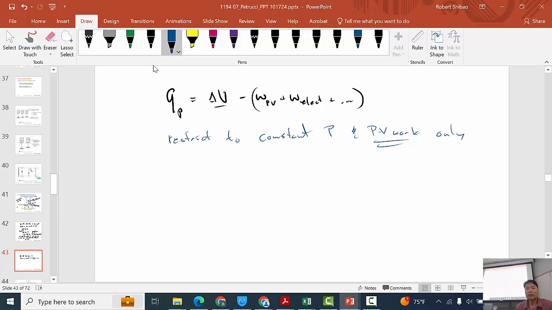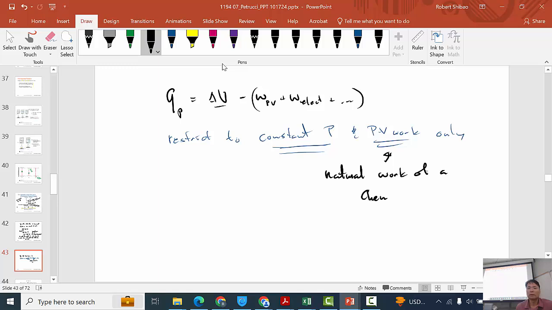And so if you're going to carry out a reaction at constant pressure, then the volumes have to be able to expand or contract naturally. Since the volumes have to expand and contract naturally, we call this the natural work of a chemical reaction.